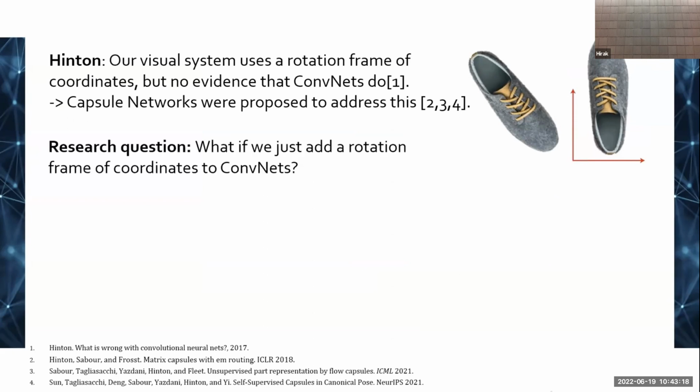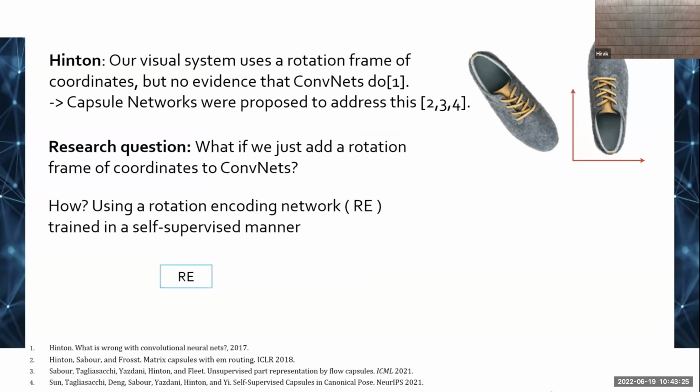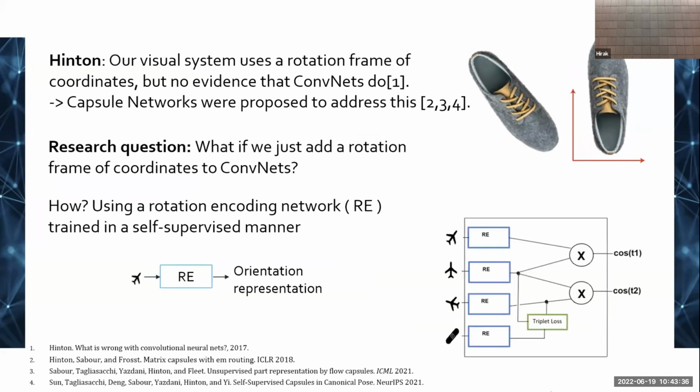Here, we asked, what if we just add a rotation frame of coordinates to ConvNets? To do this, we train a shallow neural network, called RE, that yields orientation given a matrix. RE was trained on randomly generated matrices in a self-supervised way, as shown in this figure. Basically, we feed 4 matrices, 3 of them are similar but rotated with different angles. The 4th is a completely different matrix. RE learns to find a representation that minimizes 2 loss functions, the triplet loss, and the approximation error of the rotation angle of each matrix.